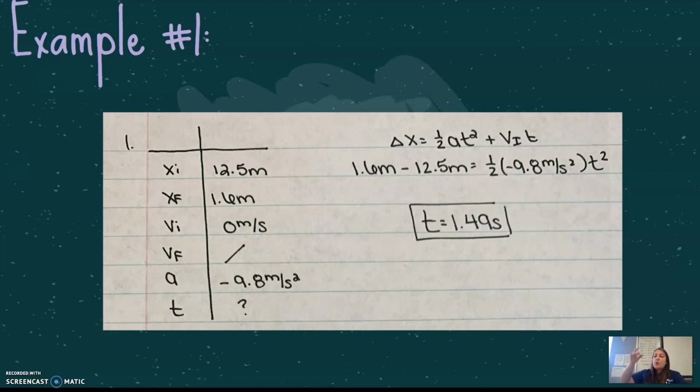Initial velocity, you are just holding the object, so nothing's happening. So that's going to be 0. As far as the final velocity, I didn't ask you for it, I didn't give it to you, so I don't really care about it.